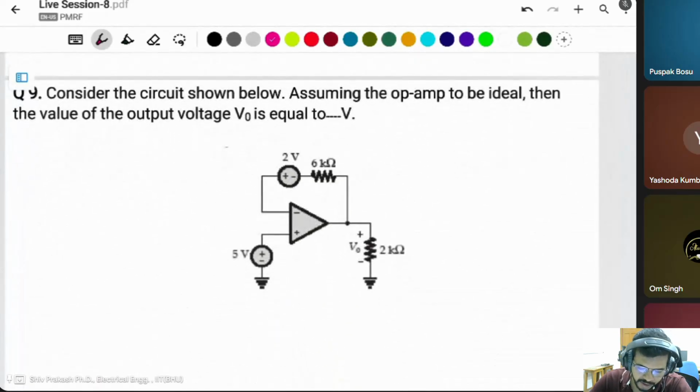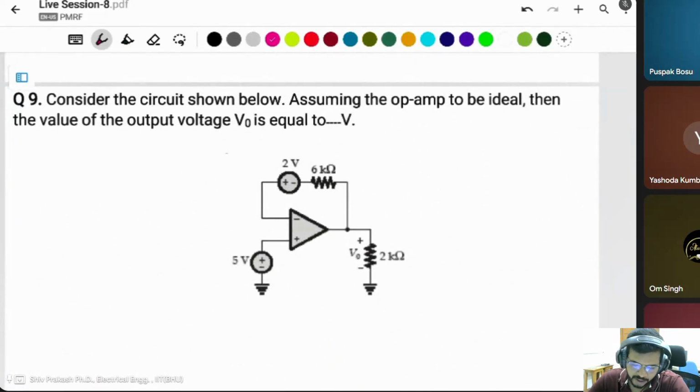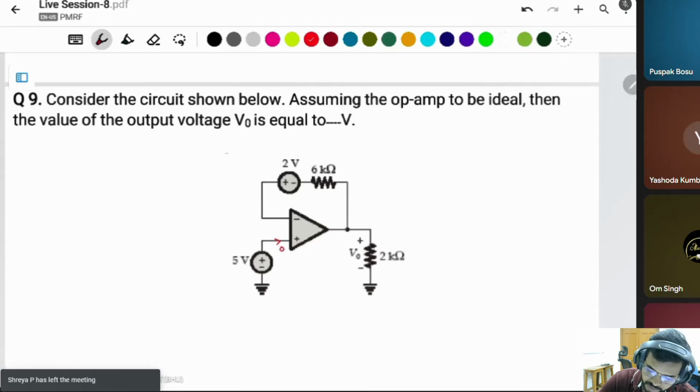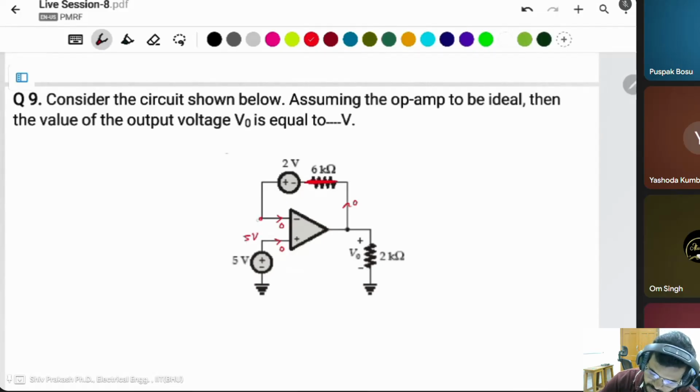Next question. Consider a circuit shown below, assuming the op-amp to be ideal, find the value of the output voltage. We have to find the output voltage in this case. Same thing you can apply. This current is 0, this current is also 0, which means there is no current flowing through it. There is no meaning of this resistance. This is 5 volt, and this is also the same 5 volt. And what is the output voltage?